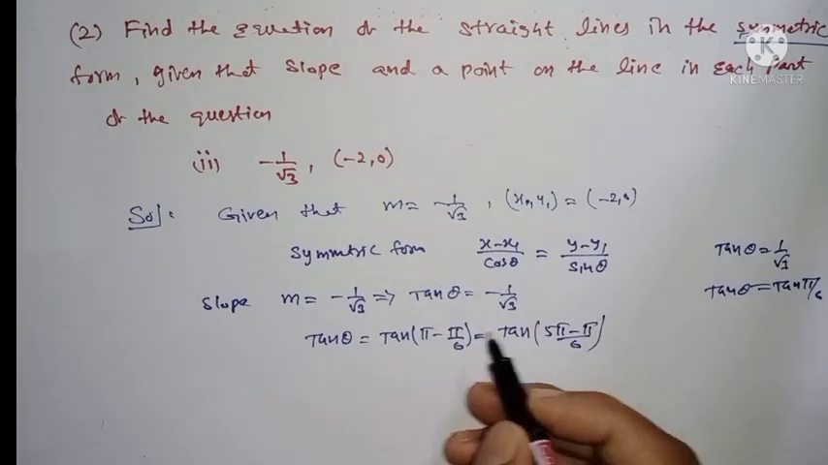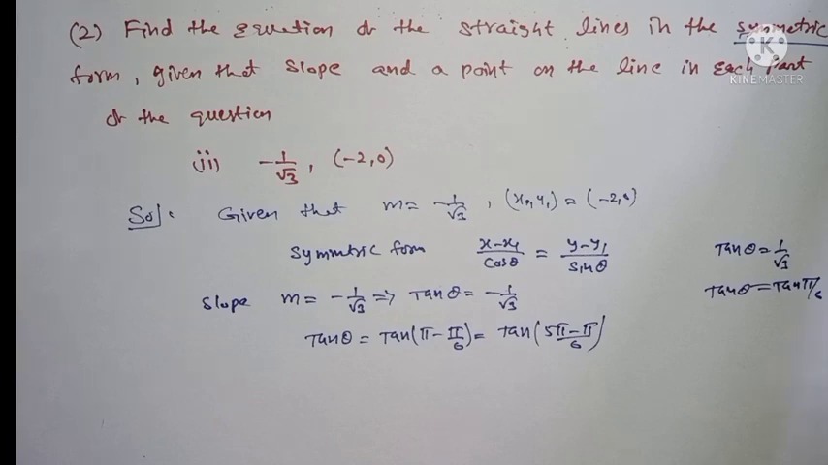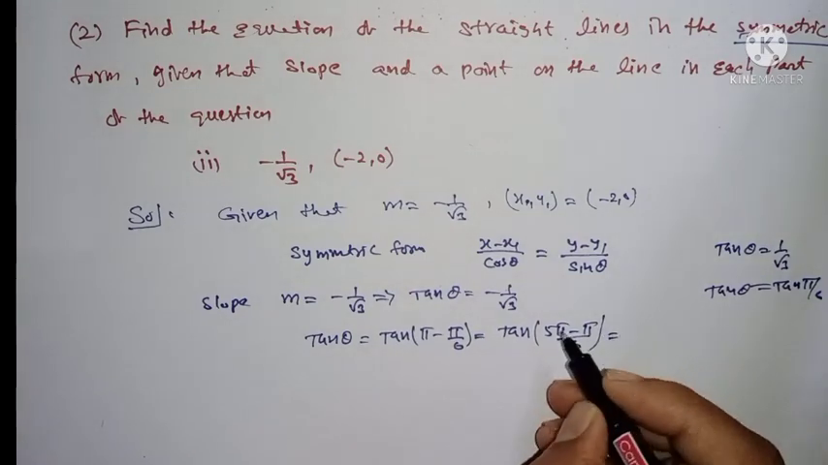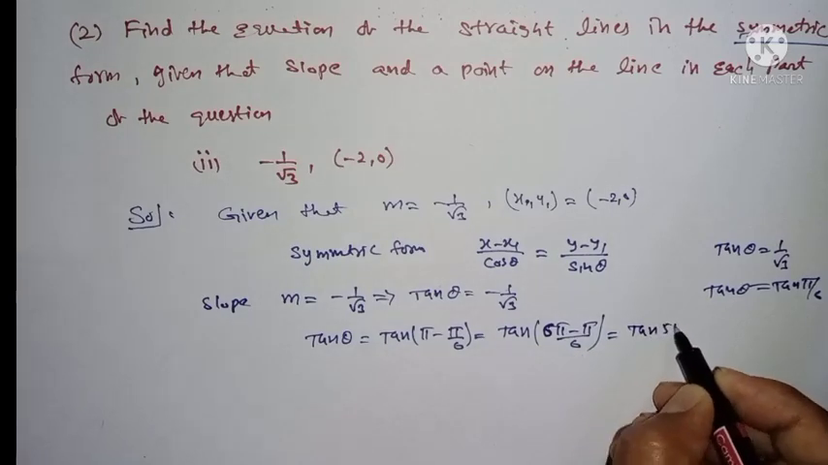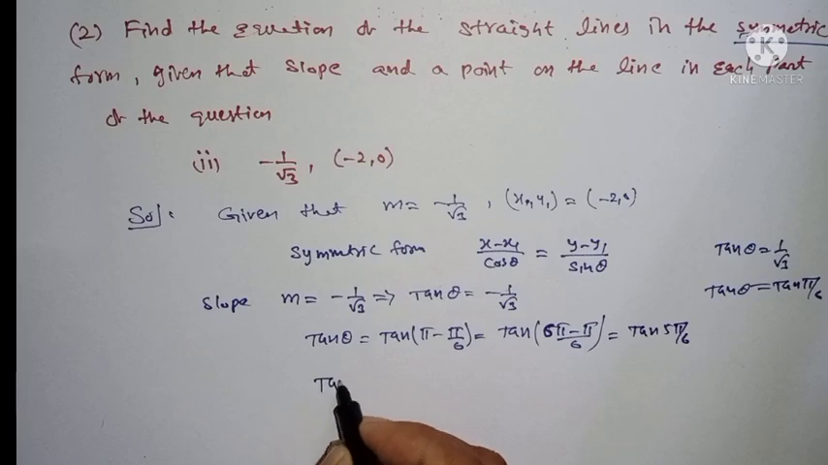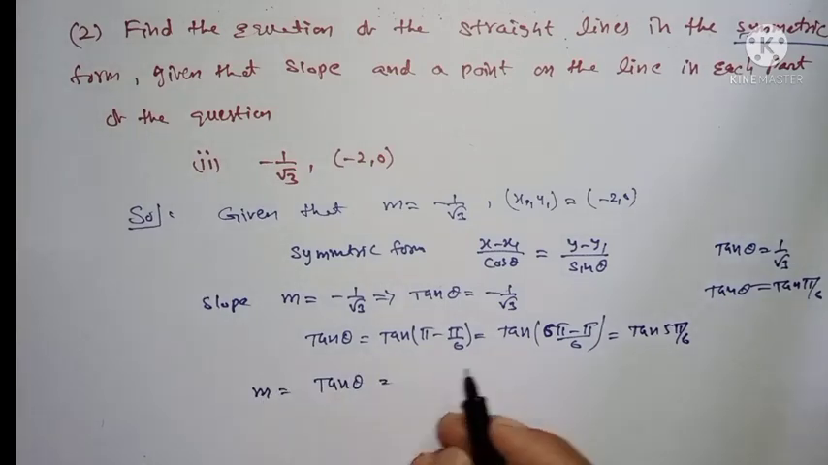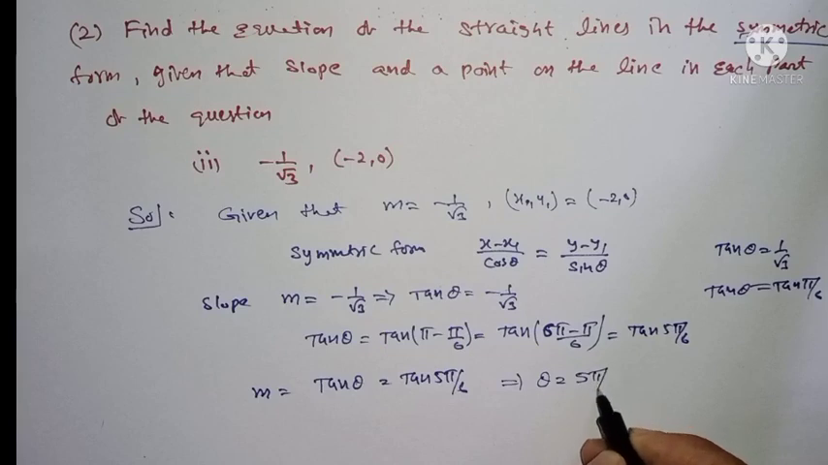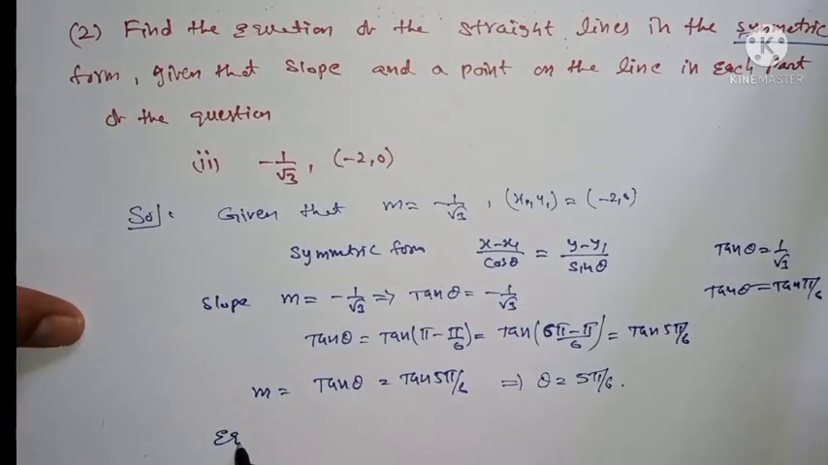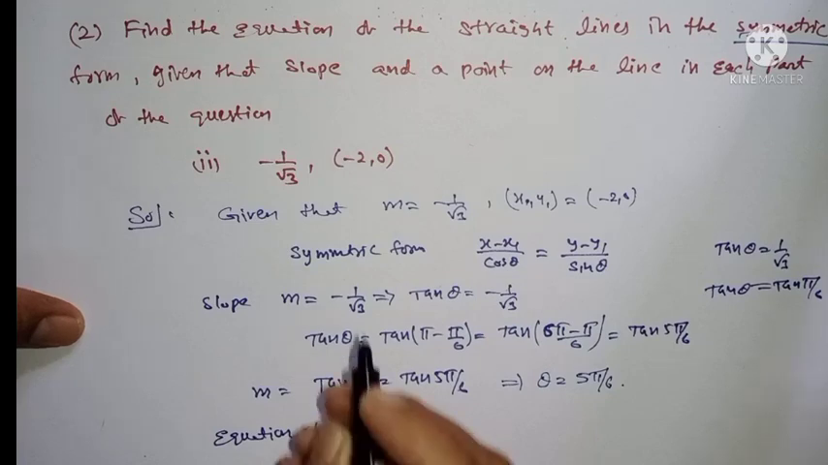Therefore tan of pi minus pi by 6, you know that when a minus occurs, it is in the second quadrant only. Therefore m is equal to tan theta is equal to tan of 5 pi by 6. Therefore you got your theta value as 5 pi by 6 only. Therefore the equation of the line in symmetric form I can write.